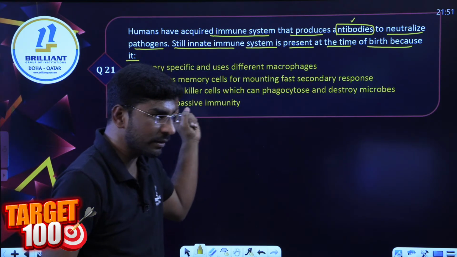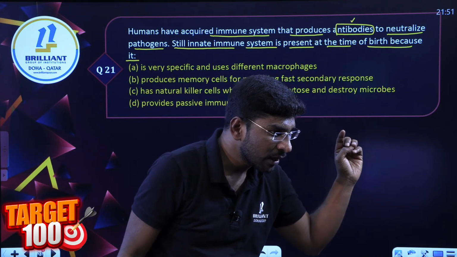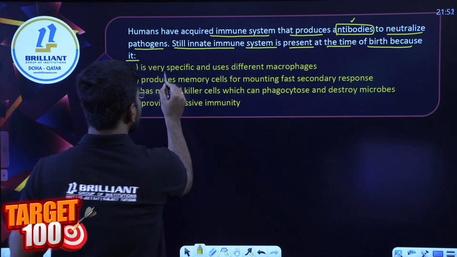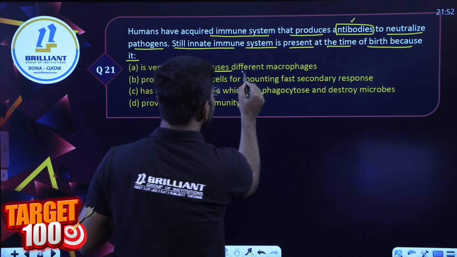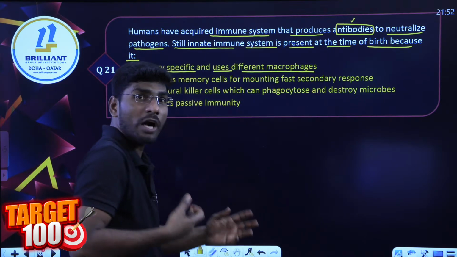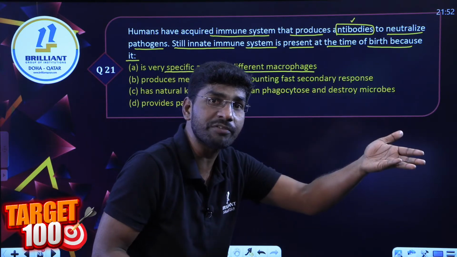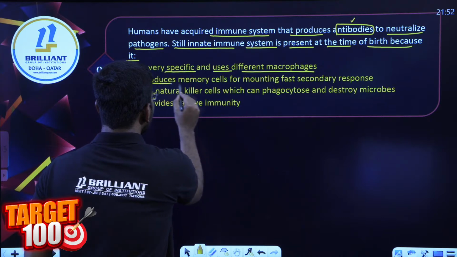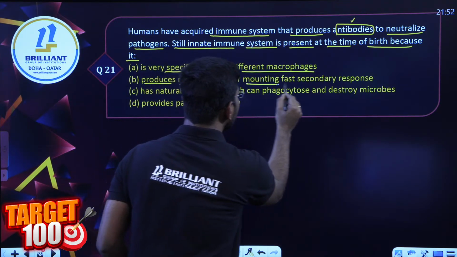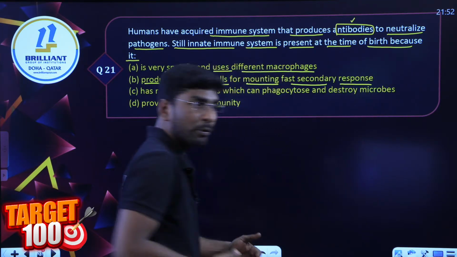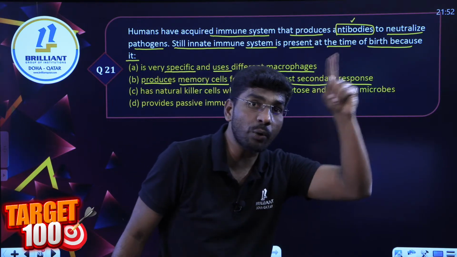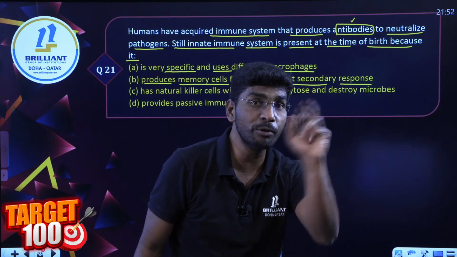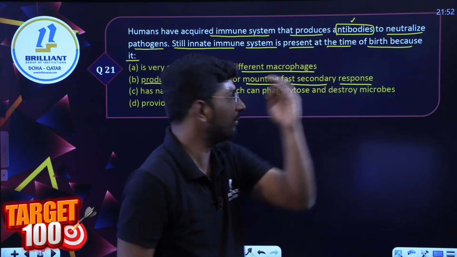Sania, pick up the right answer. Kirtraj, Hafiz, is this C or B? It is very specific and uses different macrophages. It is not specific, it is non-specific. So something wrong is there. Keep aside. Next: produce memory cells mounting fast secondary response. Producing memory cells is acquired immunity, not innate immunity. It is humoral immunity, that is acquired immunity. So leave this one.